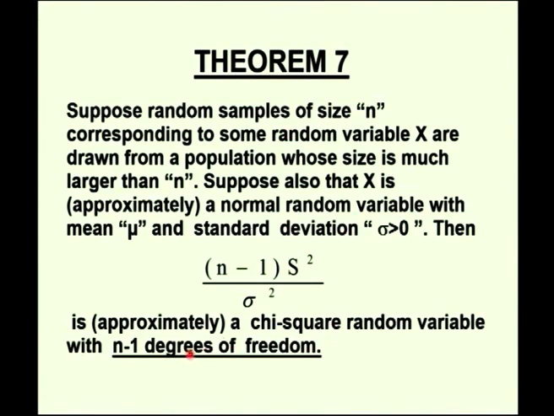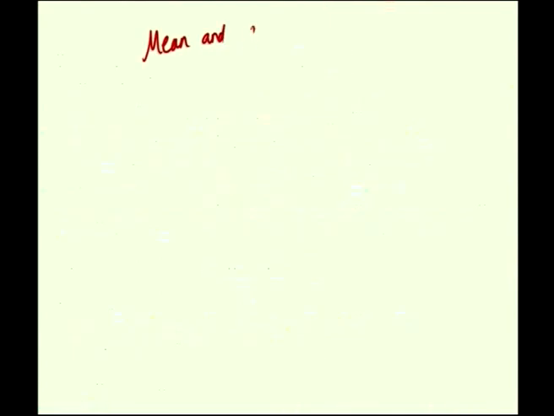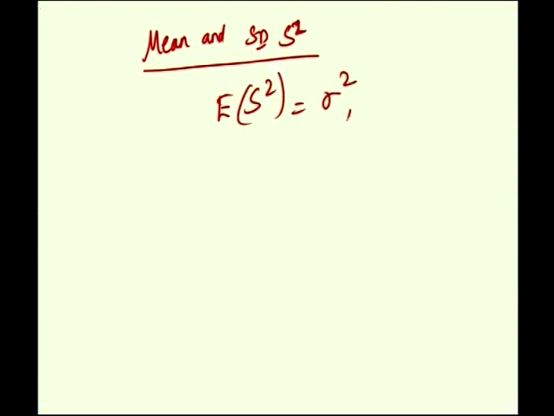So, using that, we have (n minus 1) S square by sigma square is a chi-square random variable with n minus 1 degrees of freedom. Let us see how this has come. So, we just find out the mean and standard deviation of S square. As stated above, the expected value of S square is equal to sigma square, which is the variance of X.